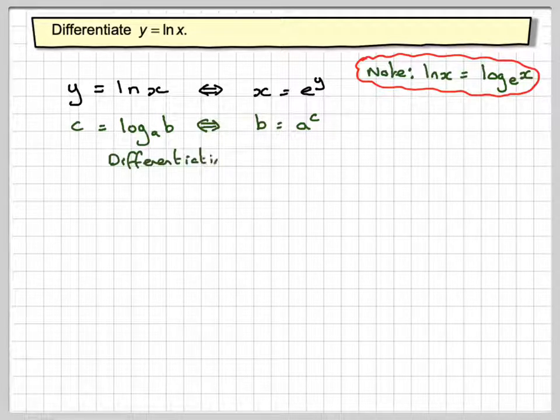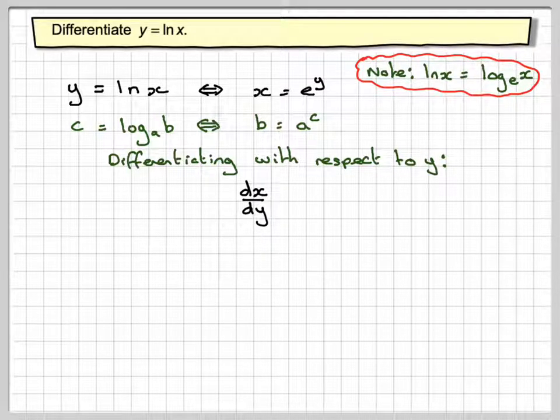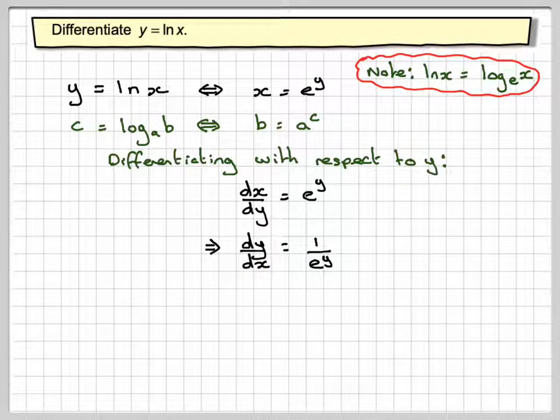So if we now differentiate this with respect to y, so we now find dx dy is equal, and we know when we differentiate e to any power that it's itself. The differential of e to the power of y with respect to y will be e to the power of y. And then we can say that if we take the reciprocal of this and write it as dy by dx, that will be 1 over e to the y.